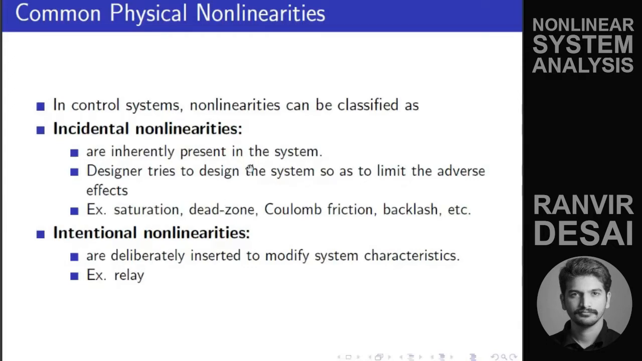And incidental nonlinearities have these types. We will see them in detail with the graphs, and there are even subtypes of them. First one is saturation, second is dead zone, third is friction or Coulomb friction, and the last one is backlash. Oftentimes you are confused between backlash and dead zone, but we will see what is the difference between them. Also, there are different names for backlash. We have not discussed hysteresis here yet, but hysteresis can be classified in this also.